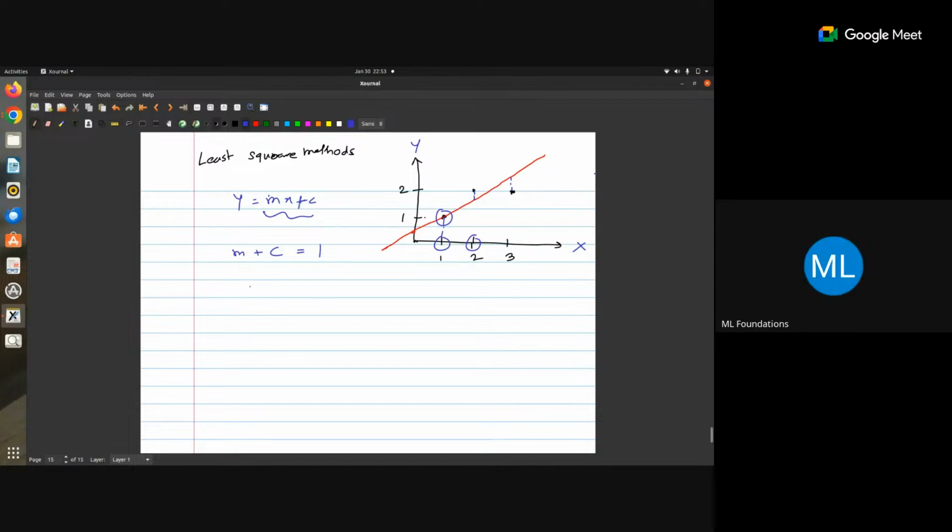For x equals 2, 2m plus c equals how much? 2, right? And then for the third one, it is 3m plus c equal to 3. Is this the equation we try to fit in? Your y is 2, right? For the third equation, 3m plus c is equal to 3.